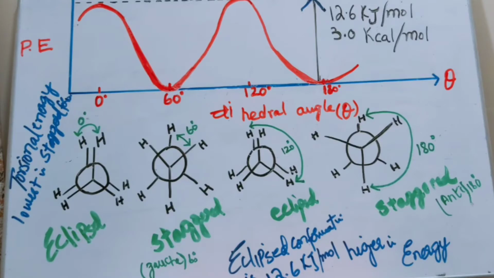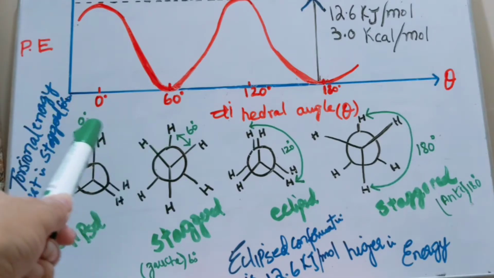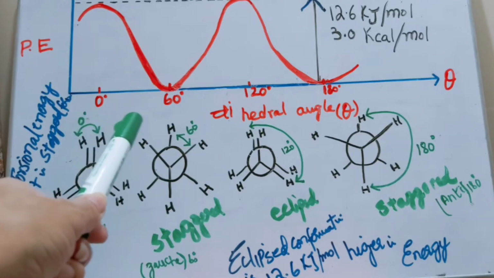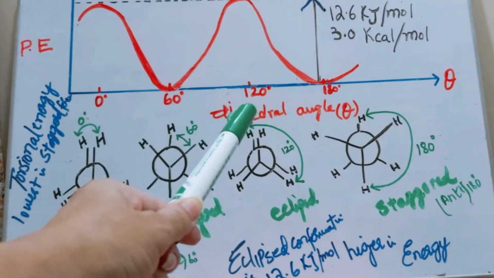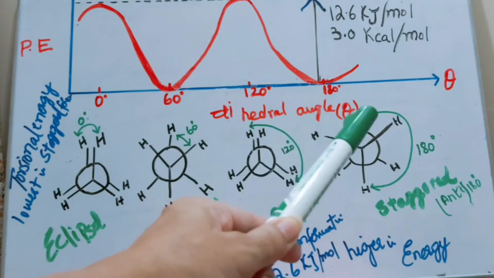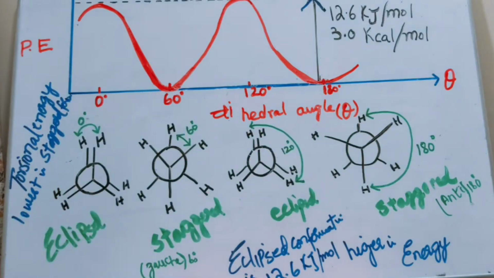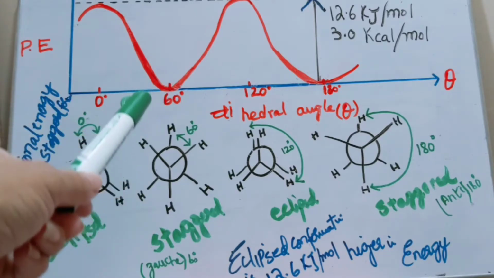Today we are going to encounter a graph that is plotted between potential energy and the dihedral angle theta. You can see on the y-axis the potential energy, whereas from 0 these are the dihedral angles: 0, 60, then 120, then 180 degrees, and so on. You can see different forms, the eclipsed and the staggered, and then again the eclipsed and the staggered forms under these angles.